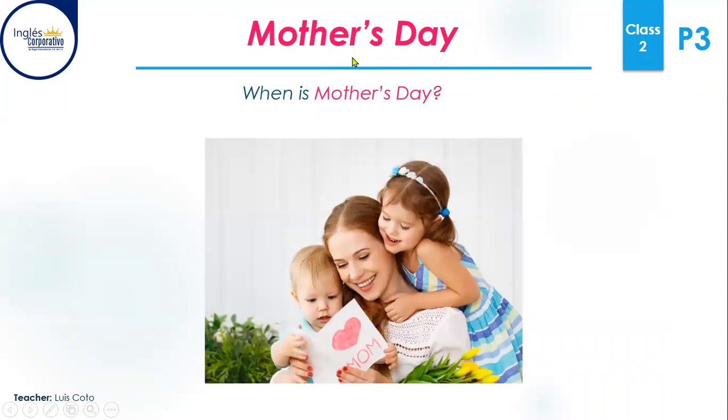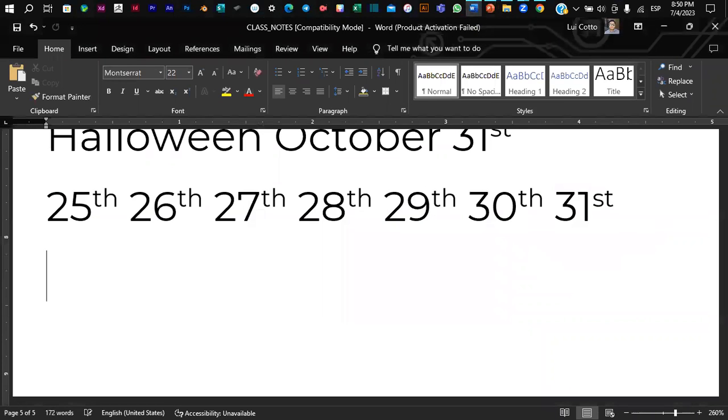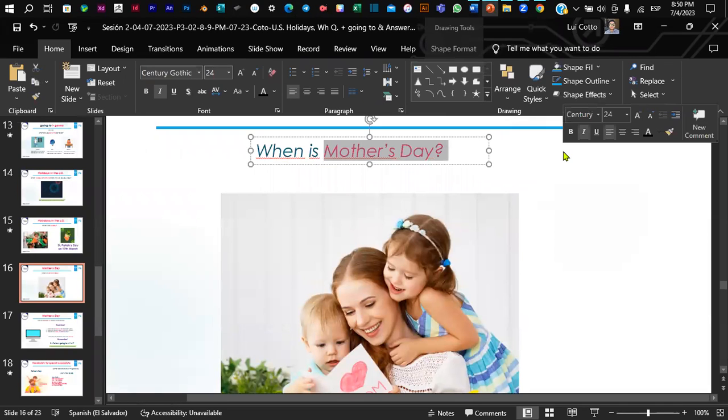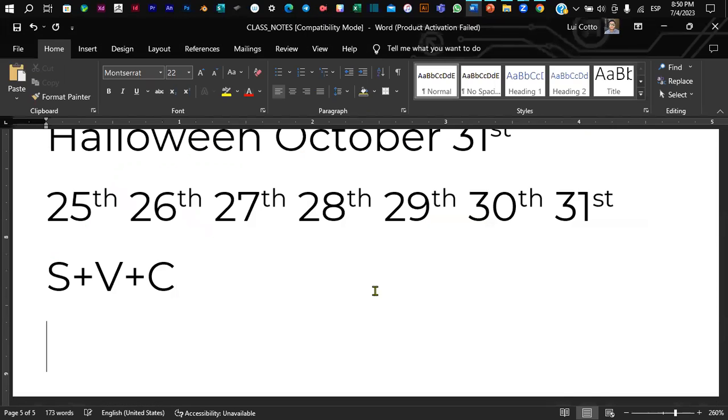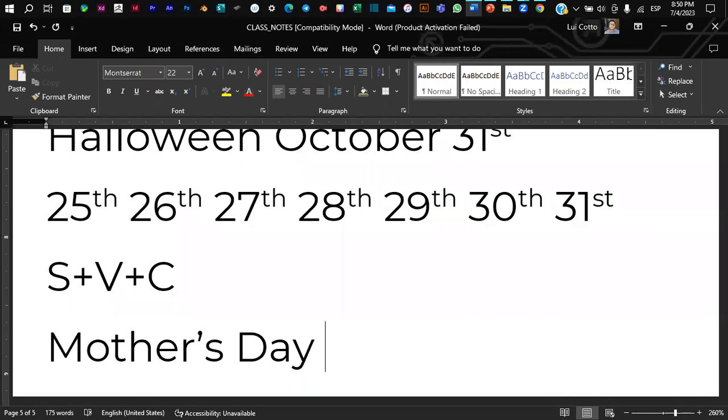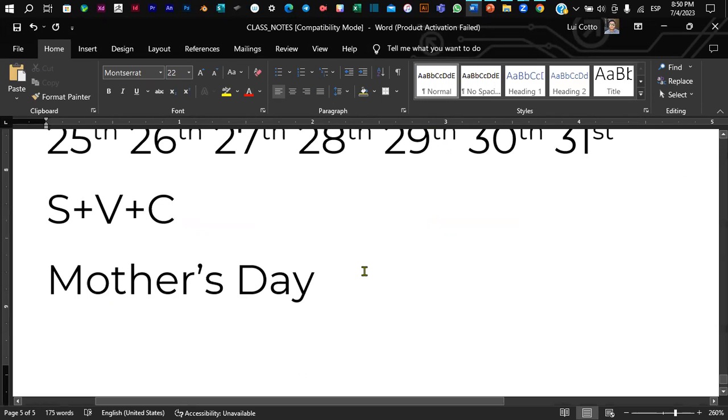What else? This one. This holiday in El Salvador. Mother's Day. When is it? Tell me the date. May. Mother's Day, correct. Very good. Remember, cuando decimos una respuesta en inglés, hay que usar la regla: subject, the verb, and the complement. What is the subject? Mother's Day. Correct. What is the verb that you would use? El verbo que usaría, ¿cuál es?